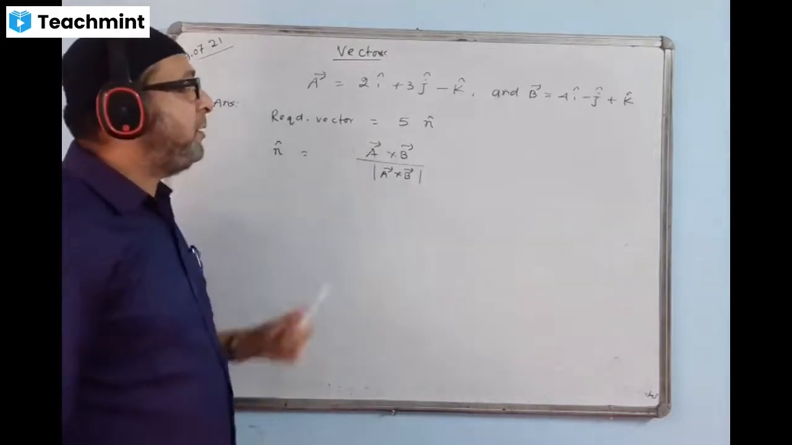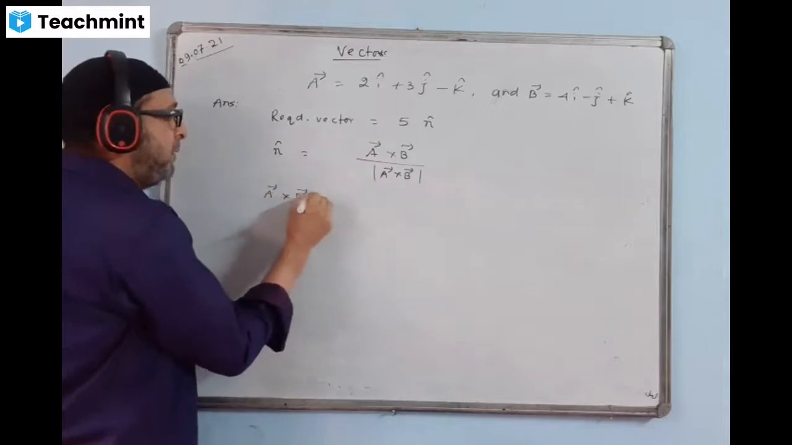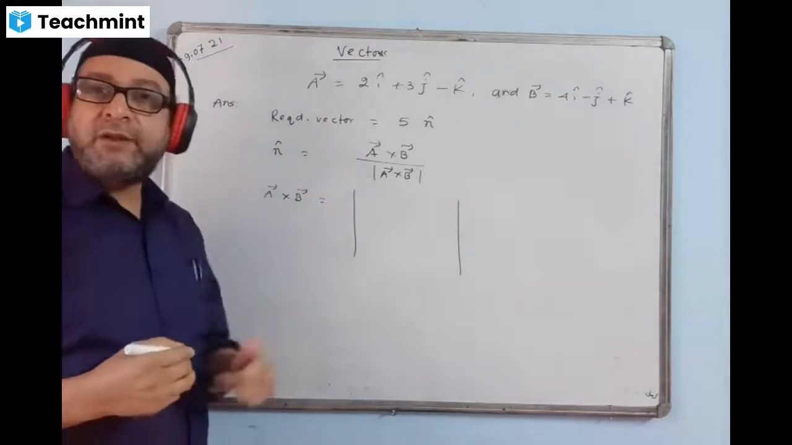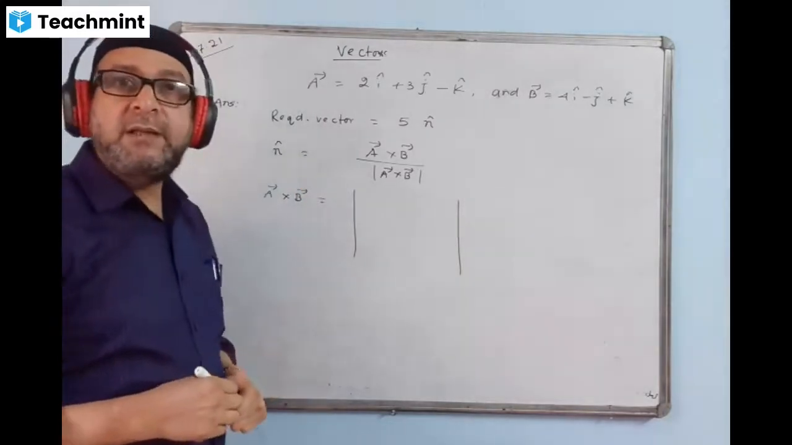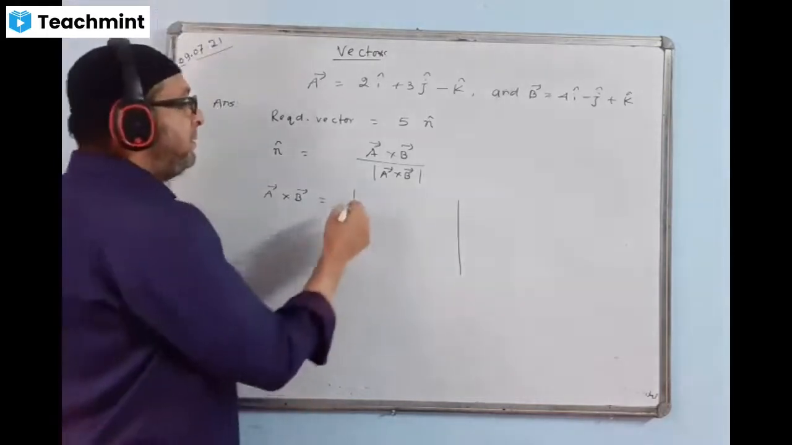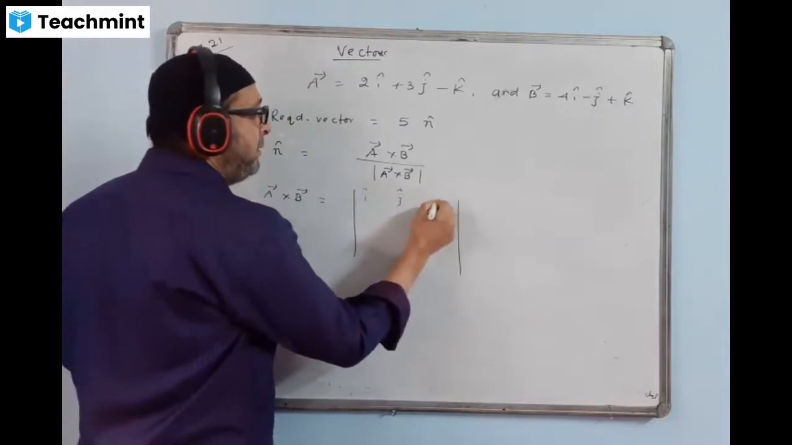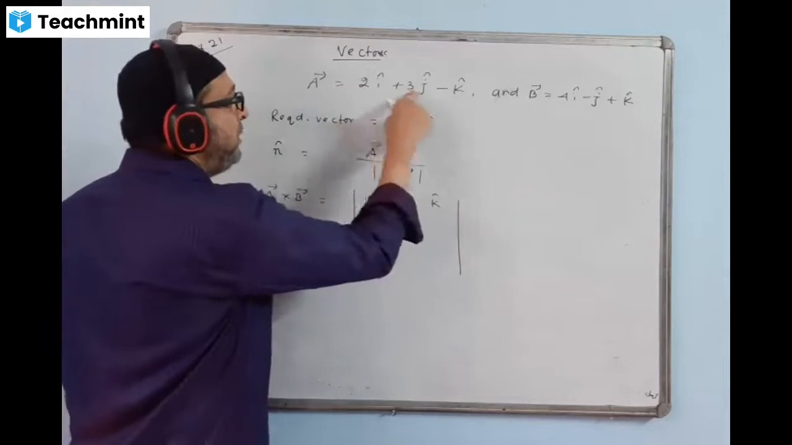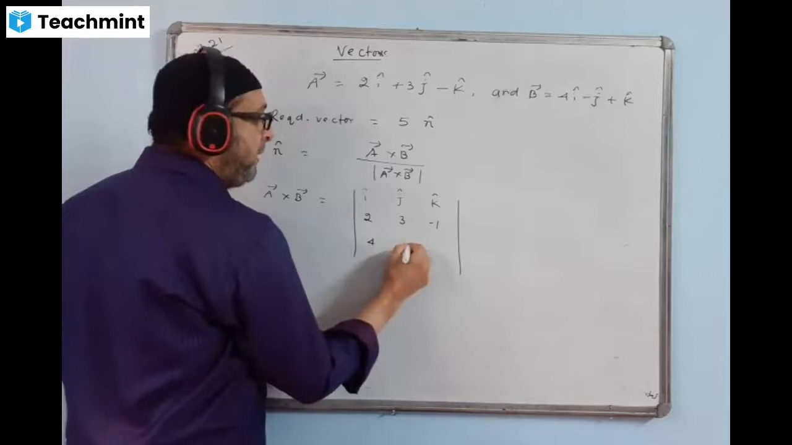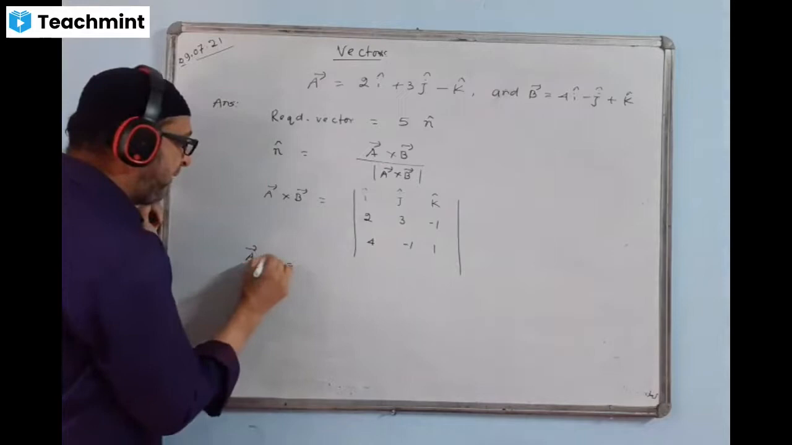How to do A cross B? You know the method of finding A cross B. I showed you two methods, the determinant method and the direct multiplication method. I think the determinant method is easier and there is less chance of making mistakes, so we'll follow that. Here you write i, j, k. The numbers 2, 3, minus 1, and on this side I write 4, minus 1 and 1. I'll expand and get the answer of A cross B.